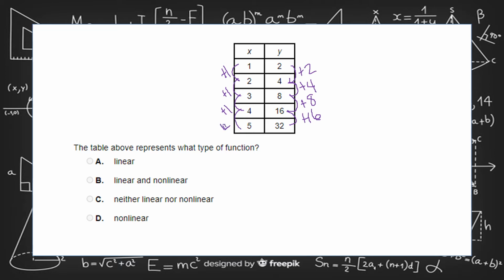Now, if this was a linear equation, this number would be the exact same every time. If it happens to be different, the number on the left, when you set them up as a ratio, those are my slopes for each one, and they are all different. When they are all different, it is going to be nonlinear. It can never be neither. Your choices are always linear or nonlinear.